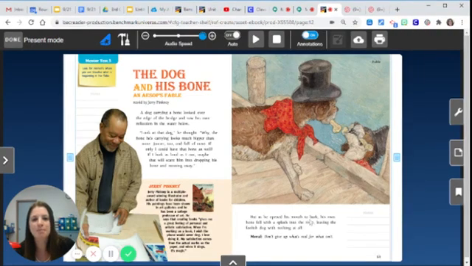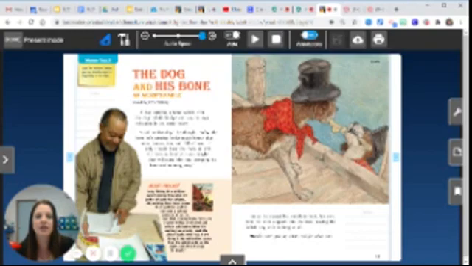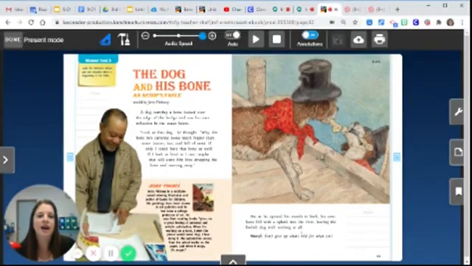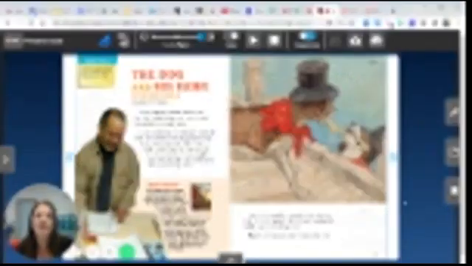But as he opened his mouth to bark, his own bone fell with a splash into the river, leaving the foolish dog with nothing at all. Moral, don't give up what's real for what isn't.